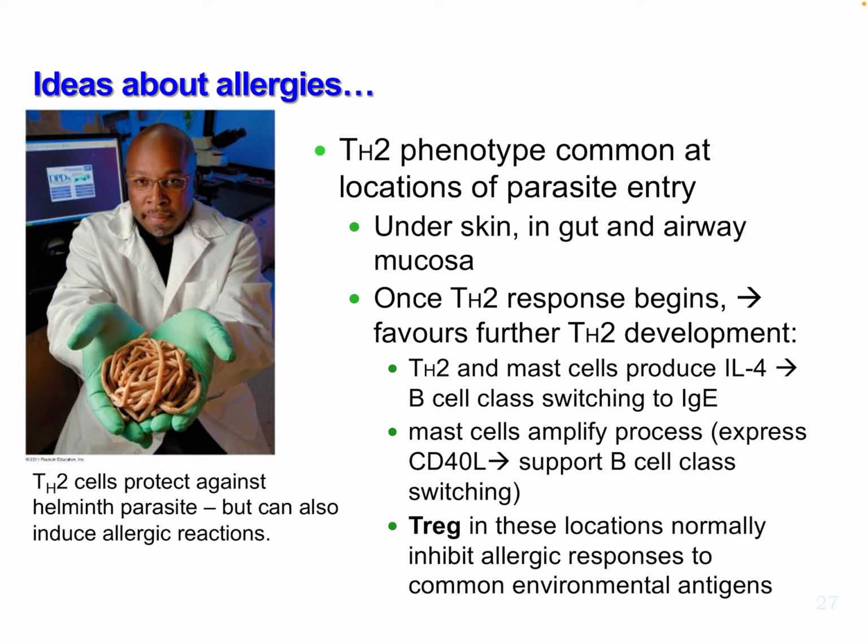So this Th2 phenotype, which I mentioned some people are more predisposed to have, is common at certain locations of pathogen entry. So examples are under the skin, in the gut, and airway and mucosa. This is why we can be more predisposed for a Th2 response in these areas, essentially due to evolutionary needs to have parasitic defenses. But once a Th2 response begins, it favors further Th2 development. Like we said, that vicious cycle.